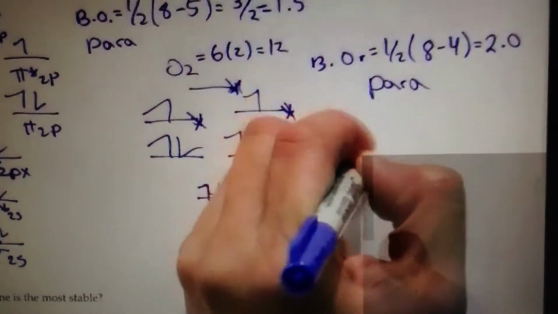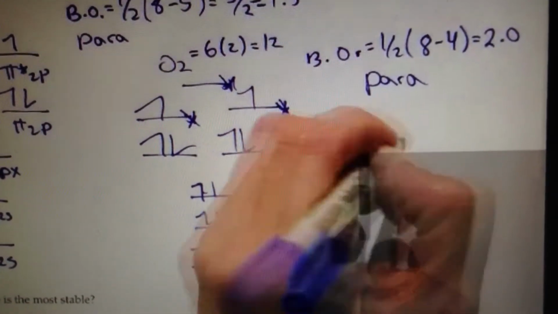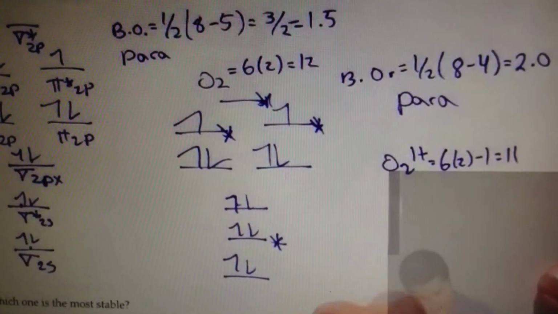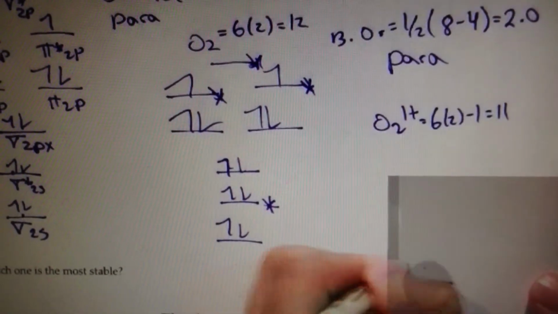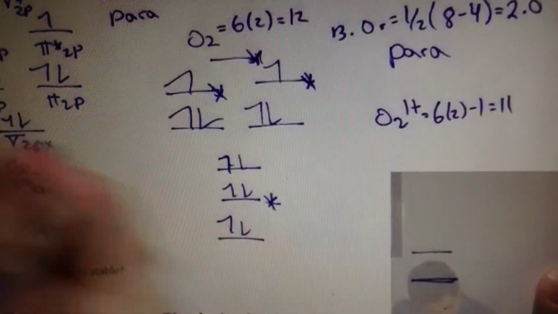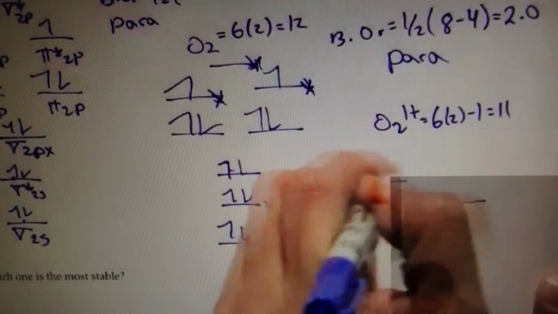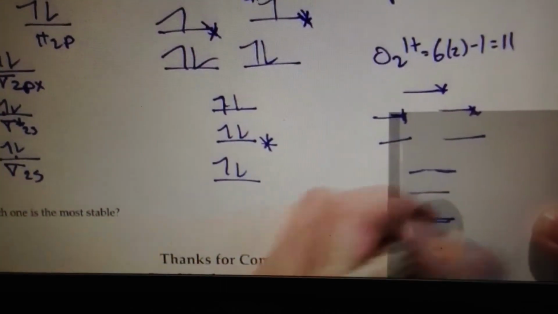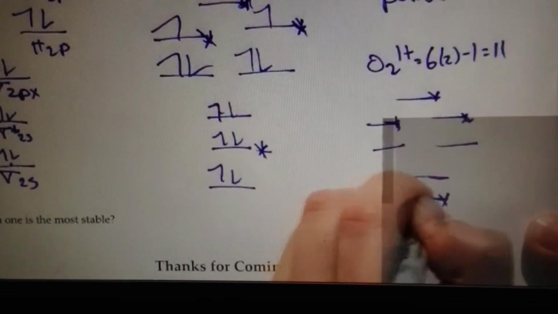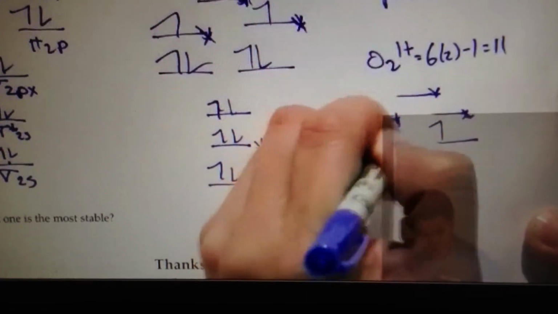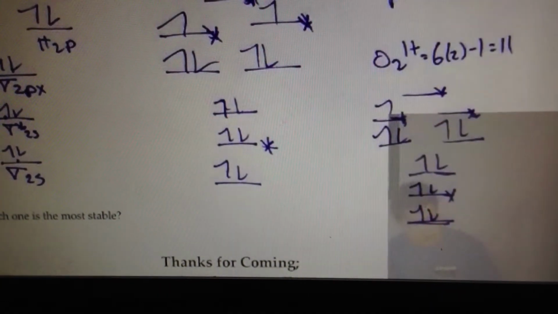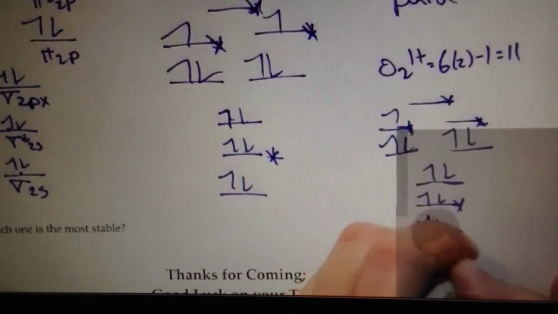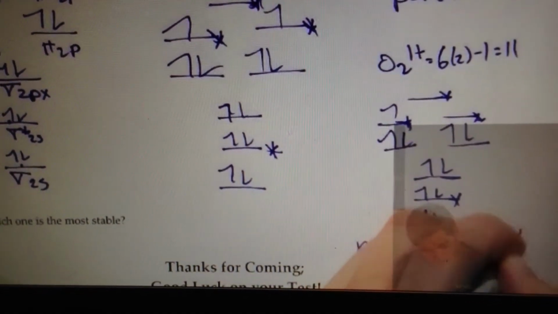All right. So we got one last one. O2 1 plus. It's going to be 6 times 2 minus 1 equals 11 electrons. So I'm running out of space, so I'll just write it from the bottom. It's like going downwards like a staircase. 1, 2, 3. 1, 2, 1, 2, 1. Okay, right there. Okay, so 1, 2, 3, 4, 5, 6, 7, 8, 9, 10, 11. Okay, so it's still paramagnetic, but what is our bond order now? 1/2 times 8 minus 3 equals 5 halves.